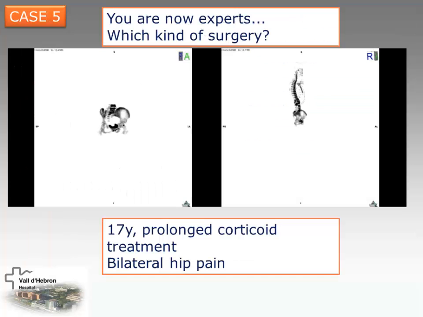Okay. And in this case, now we are experts about this pathology. It's a 17-year-old girl with prolonged cortical treatment and bilateral hip pain and submitted to some kind of surgery.